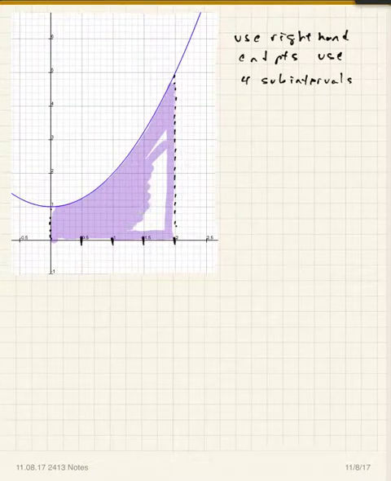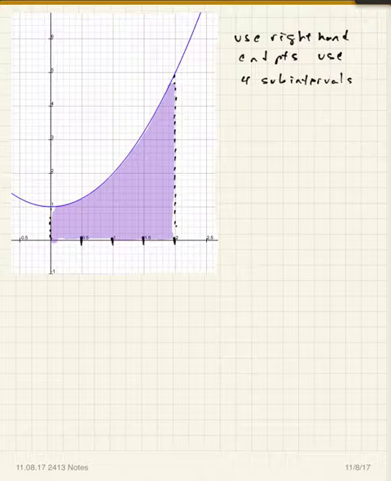This is what we're trying to find the area for, this region right here. Okay, so if we're going to use right-hand endpoints, then the right-hand endpoint in this case would be 0.5. That would be the first. Here's a subinterval right here, and the right-hand endpoint of that subinterval is at 0.5.